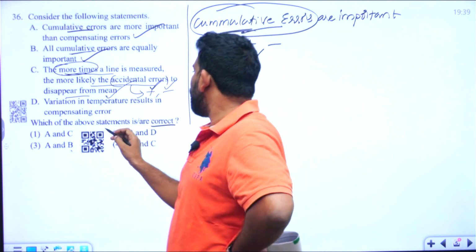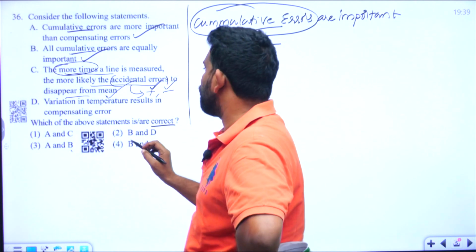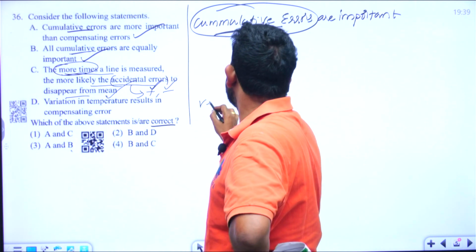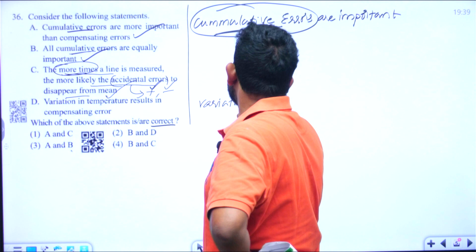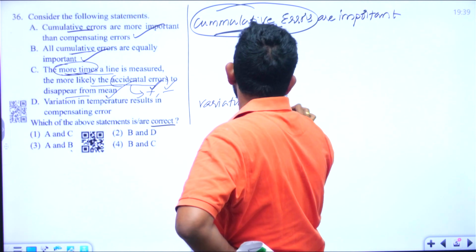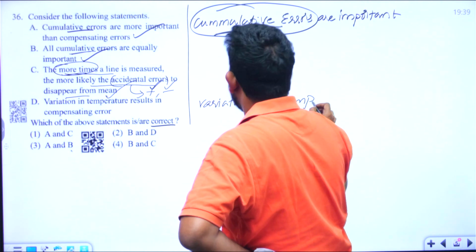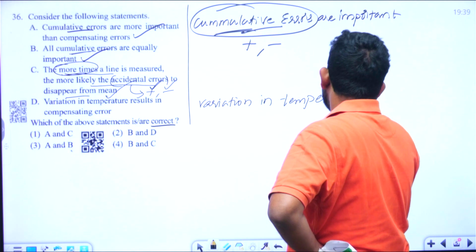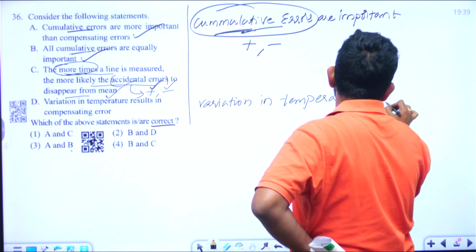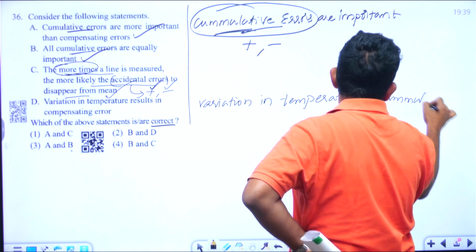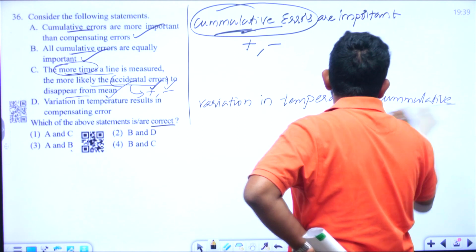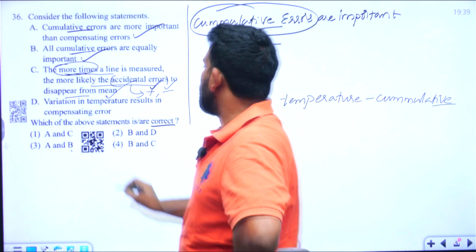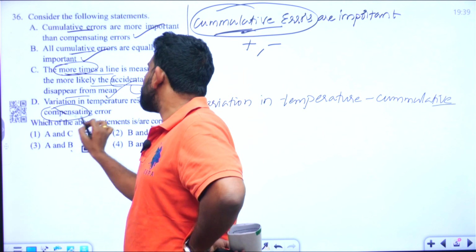Now, the variation in temperature results in the compensating error? Variation in the temperature, it's not actually compensating, it's a cumulative error. Variation in temperature is a cumulative error, it's not a compensating error. So please remember, variation in temperature is not a compensating error, it's a cumulative error.